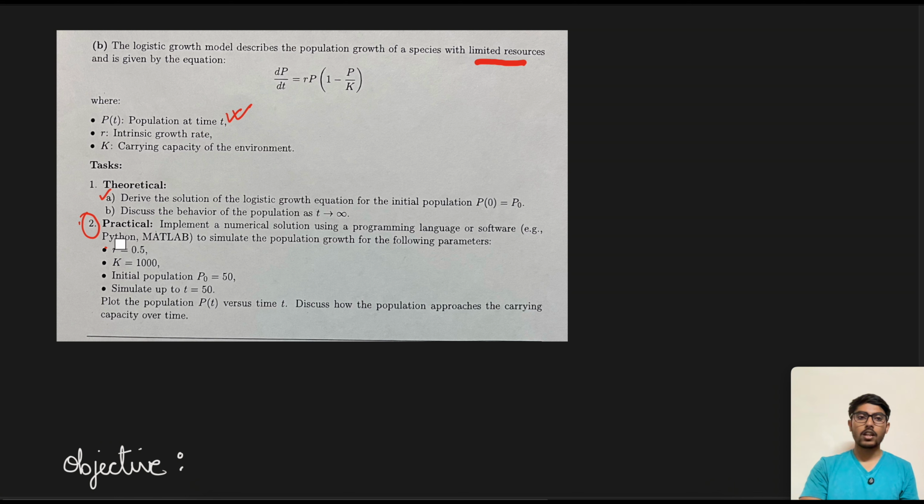We are given r equals 0.5, K is 1000, initial population P0 is 50, and we need to simulate from t equals 0 to 50. We need to plot the population P(t) versus time and discuss how the population approaches the carrying capacity over time, right? So that was the question.